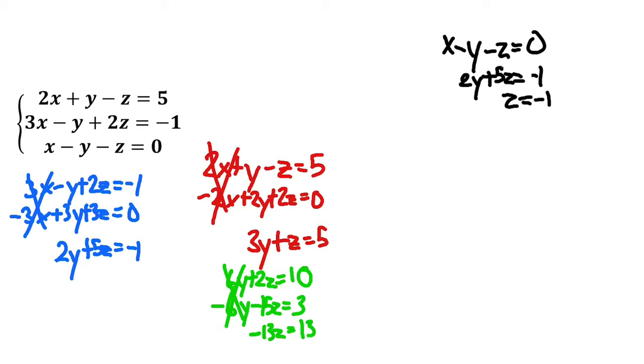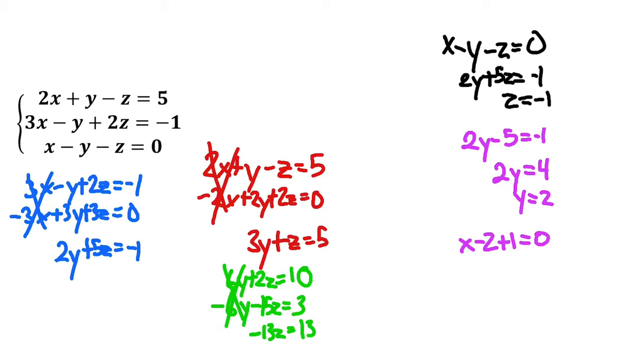Now that I have those, I plug those into my equation. 2y, in this case, 5 times negative 1, it would be minus 5 equals negative 1. That means 2y, when I add the 5, ends up equaling 4. So y is 2. Now I'd plug those in. x minus 2 plus 1 equals 0, at which point that means x minus 1 equals 0, or x equals 1, meaning our final answer ends up becoming 1, 2, negative 1.